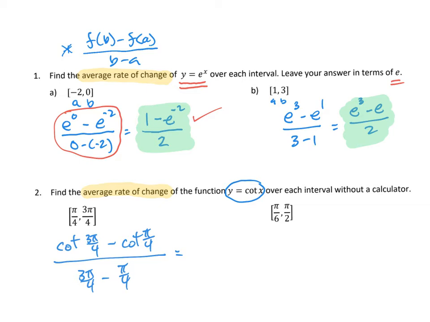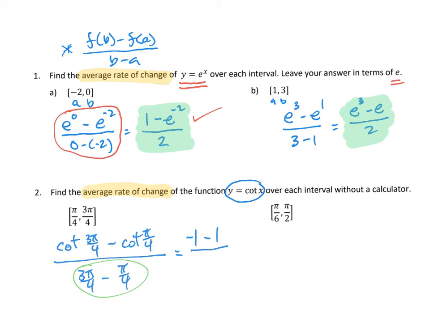If you go to your unit circle, the cotangent of 3 pi over 4, remember that's the x-coordinate divided by the y-coordinate. That's going to be negative square root of 2 over 2 divided by square root of 2 over 2, so that's a -1. And then the cotangent of pi over 4, that's in the first quadrant, that's the square root of 2 over 2 divided by the square root of 2 over 2, so that's just a 1. So this is -1 minus 1. And then these fractions down here on the bottom, we can subtract these, and that's just pi over 2.